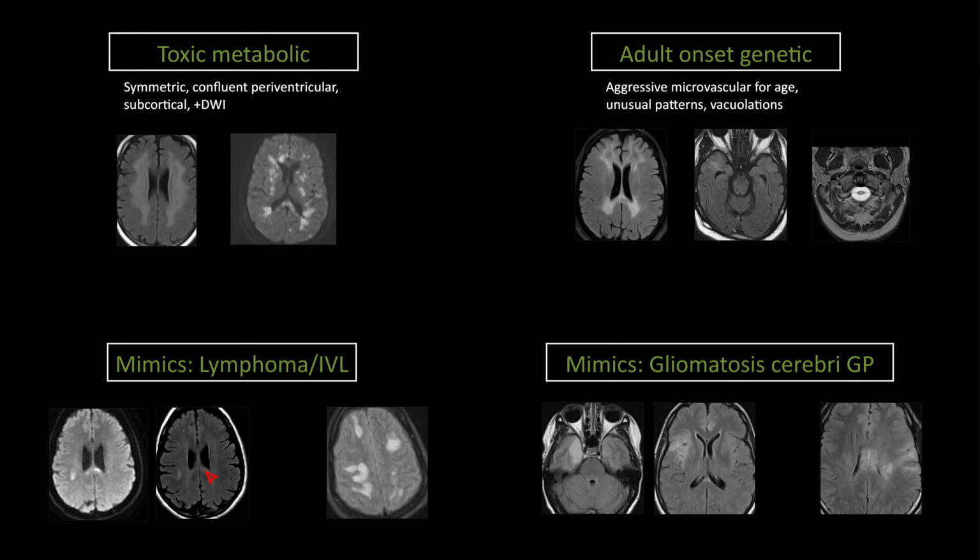And the learning point here is, if you see a case where the dominant feature is diffusion restriction, no matter how nondescript and non-mass-like, keeping lymphoma in your mind is probably a good idea, and having very short-term follow-up is also a very good idea. Remember that lymphoma can respond to steroid therapy, so just because it improves a little bit with steroid therapy does not mean it's not lymphoma.